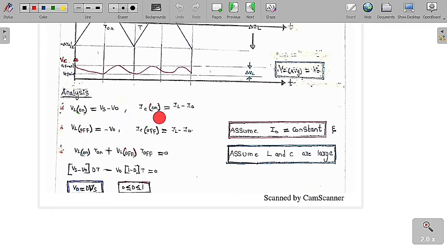Similarly, IC on is equal to IL minus I naught. So whenever the switch is on, the capacitor current IC on is equal to IL minus I naught. You can get this from the circuit itself.